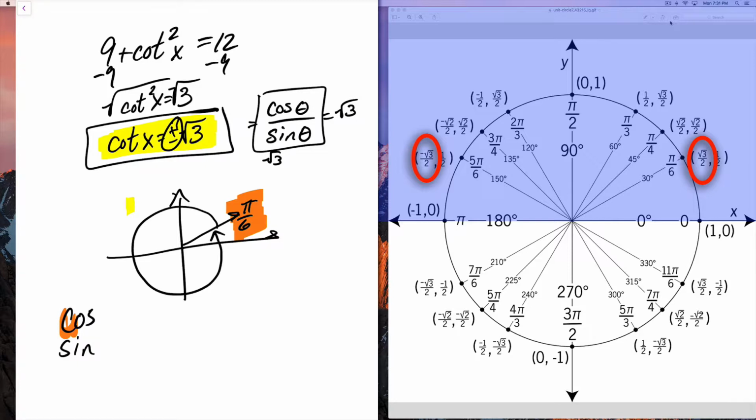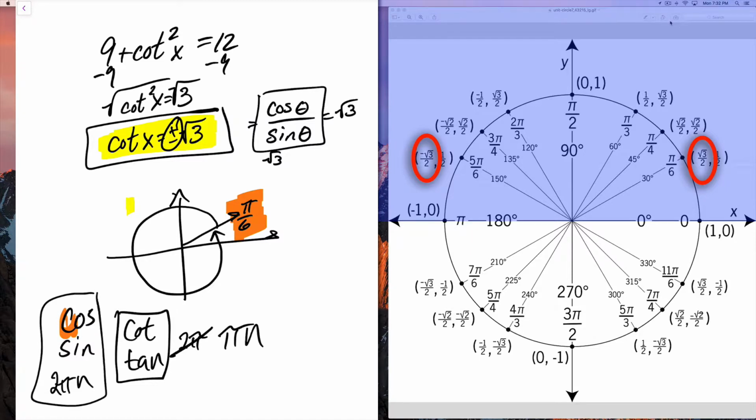But this isn't sine or cosine, this is cotangent. And if you recall, with tangent and cotangent, there are asymptotes. And those periods are not 2 pi. They do not go through 2 pi. Their periods are in intervals of pi. So anytime you have a cotangent or a tangent as an answer, your answer will have an interval of pi n, unlike cosine and sine, which had intervals of 2 pi n. Okay, so I hope that made sense.